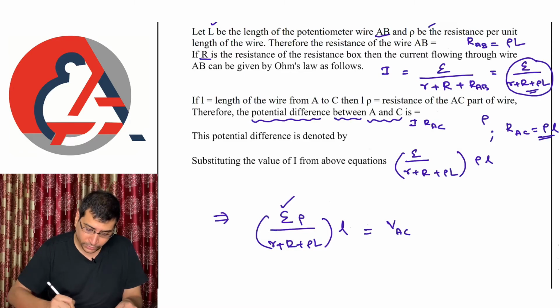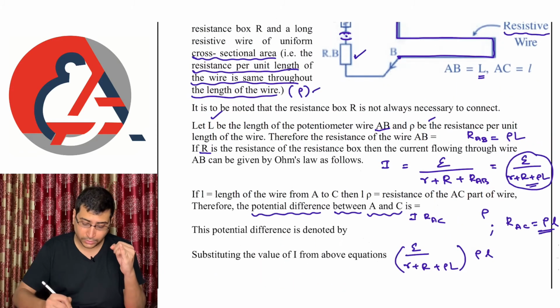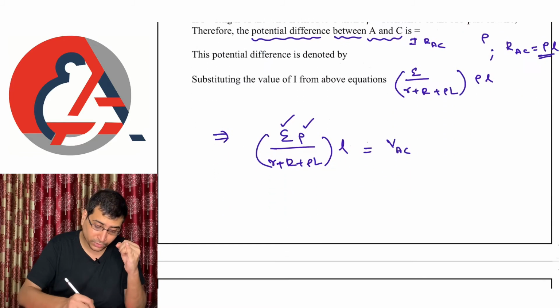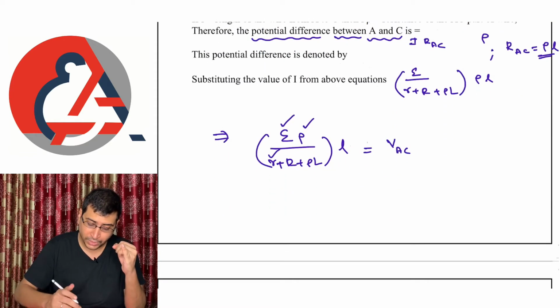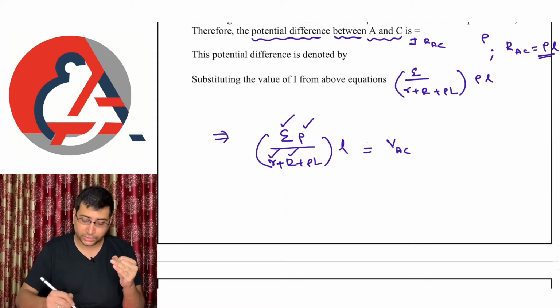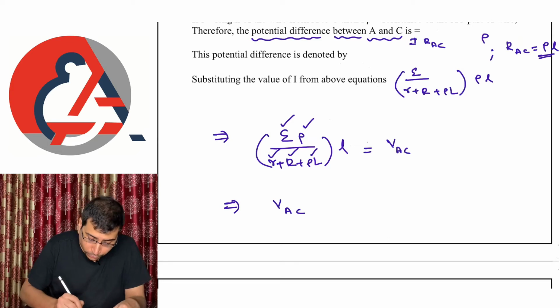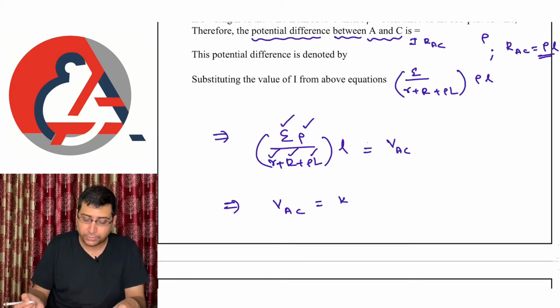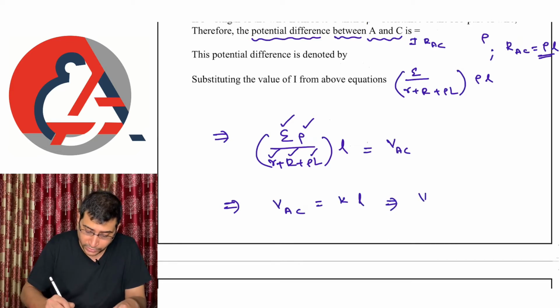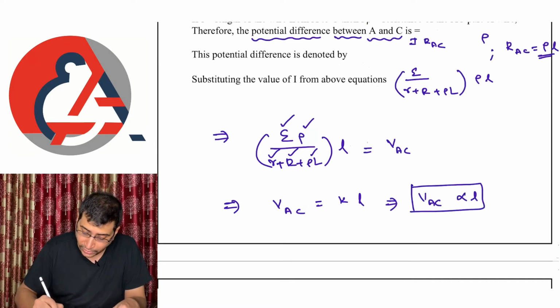So if you observe this, the EMF of the cell is a constant, resistance per unit length is constant because it is a wire of uniform cross sectional area, the internal resistance is going to be constant, the resistance box resistance is going to be constant, rho into capital L is also a constant. So from this we can conclude that the potential difference across AC is some constant times l. From this can we conclude that the potential difference across AC is directly proportional to l, right?